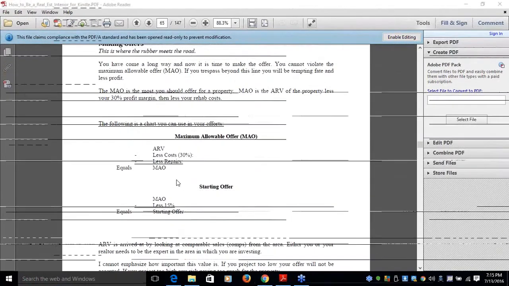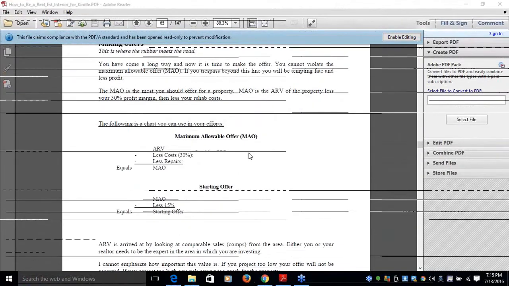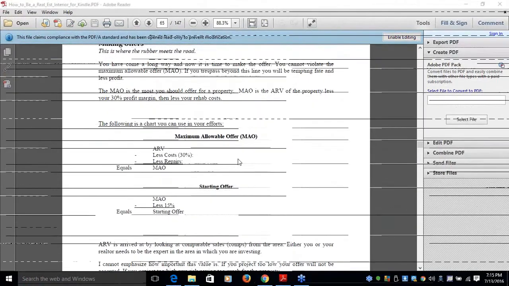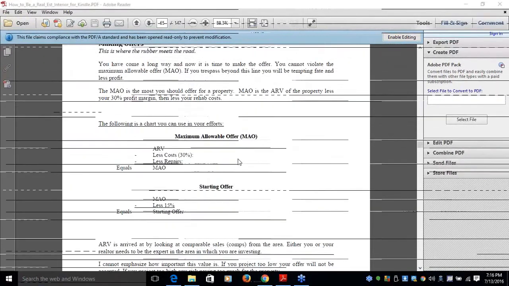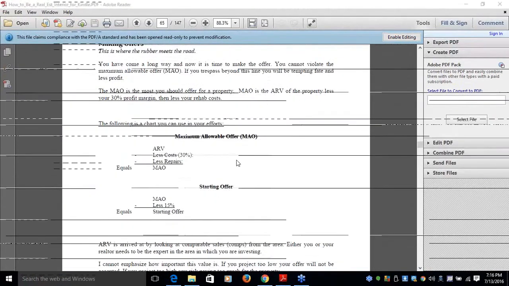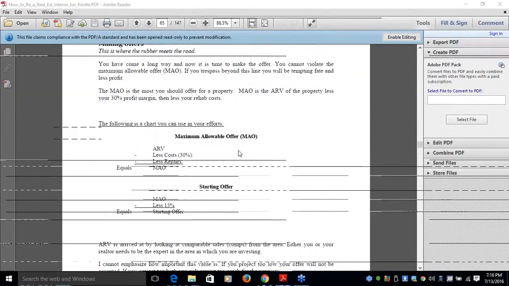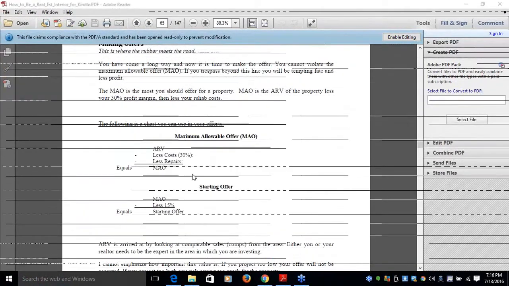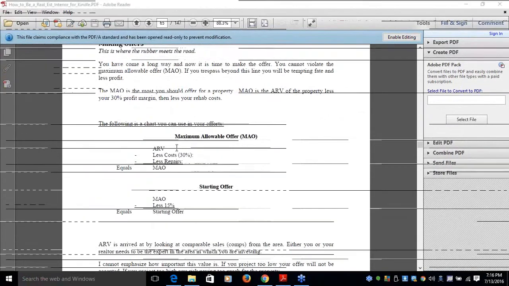I know you guys are probably wanting to know the basic formula. It is very simple. It's the same wherever you go. Any textbook you look at, it's going to be essentially the same thing. We know what ARV is already, after repair value. MAO stands for maximum allowable offer. So to calculate your maximum allowable offer, you take your ARV, and we'll give you some examples here.